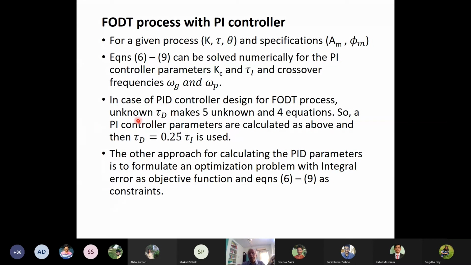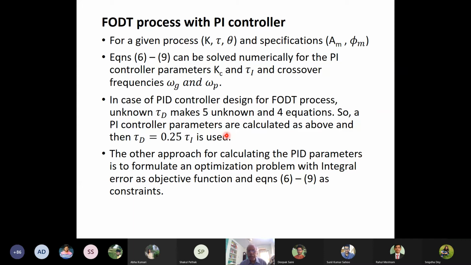Now, in case of a PID controller, for this design of FODT processes, if I use the tau d, then it will make 5 unknowns and 4 equations, which I cannot solve. So we need another equation to solve this. The other equation we can provide is tau d equal to 0.25 tau I. Then I can get the PID equations in terms of tau I. This is one approach of getting the PID equations using the frequency response analysis.